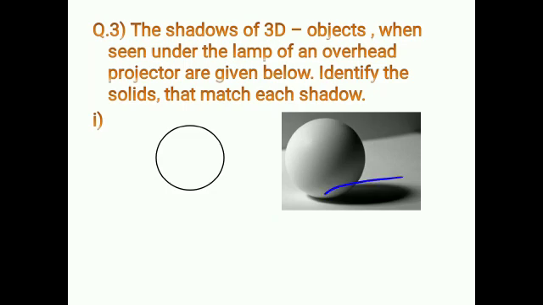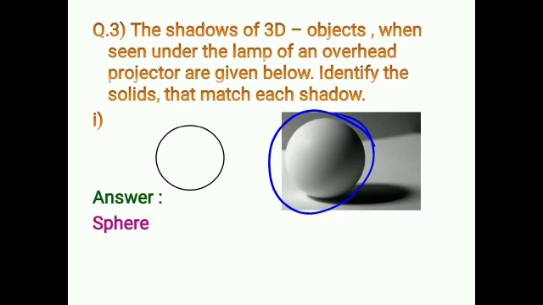So see here, the shadow of this given object is circular. That means what is the shape of this? What is the name of this solid here? So that is called sphere. So your answer is sphere. That means a circular shape is seen under the lamp of the sphere. That's why the name of this solid shape here is sphere.